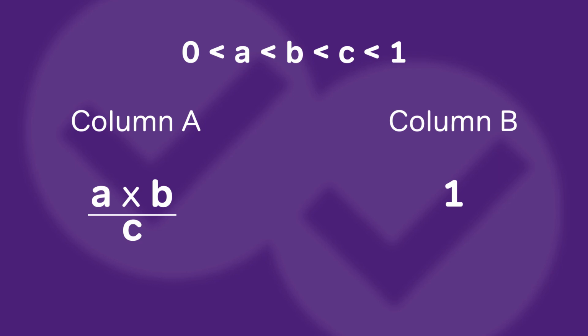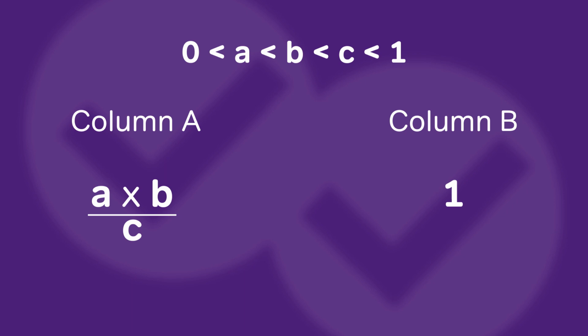So in this quantitative comparison question, we have 0, and then A is greater than that, then B is greater than the A, C is greater than the B, and 1 is greater than the C. In column A, we have A times B over C. In column B, we have 1.